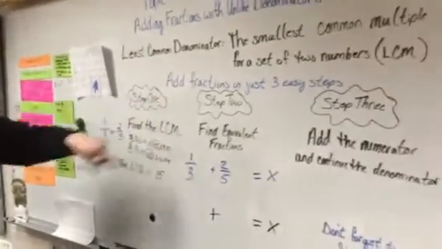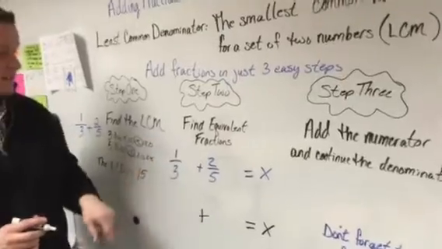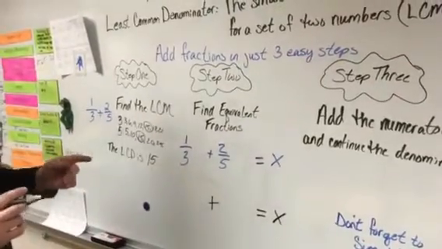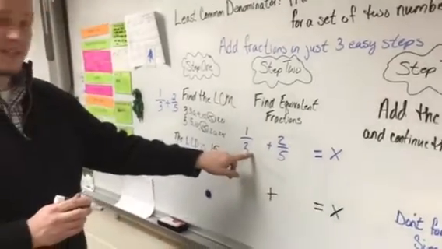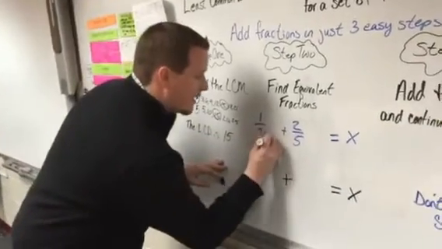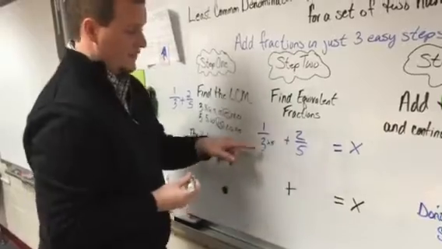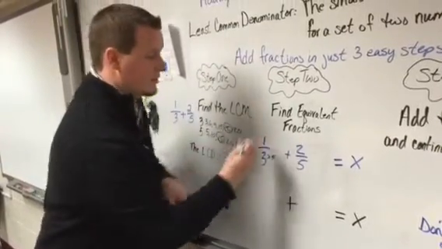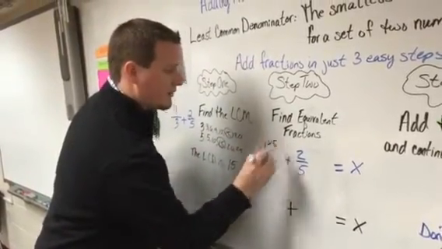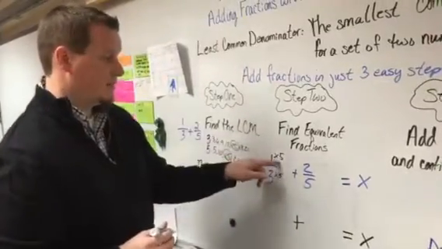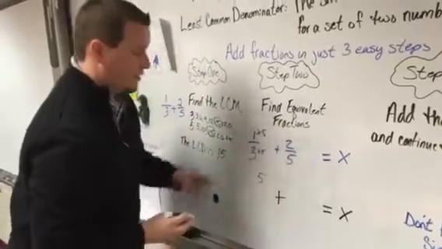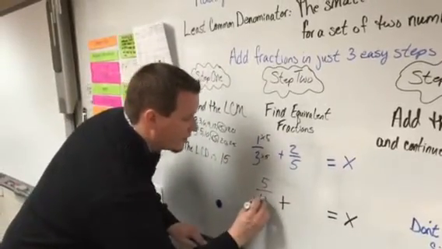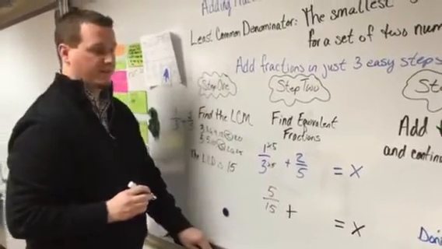Let's look at step 2. Find equivalent fractions. So we know that our denominator needs to be 15. To get to 15, we're going to take 3 and multiply it by 5. And if I do it down here, I also need to do it up here. So I'm going to multiply this by 5. So 1 times 5 will give me 5. 3 times 5 will give me 15.